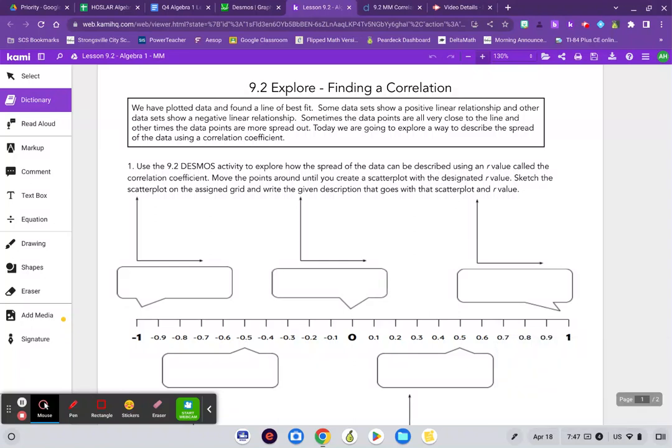So yesterday we plotted data and found the line of best fit. Some data sets show a positive linear relationship and other data sets show a negative linear relationship. Sometimes the data points are all very close to the line and other times the data points are more spread out. Today we are going to explore a way to describe the spread of the data using a correlation coefficient.